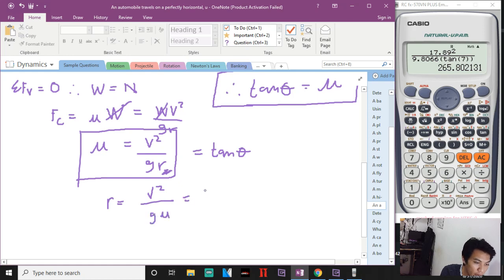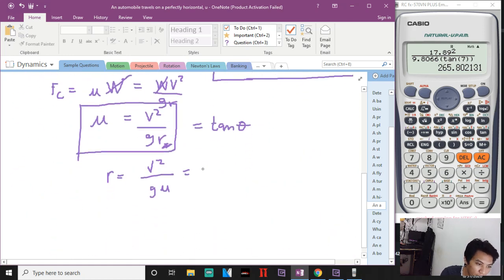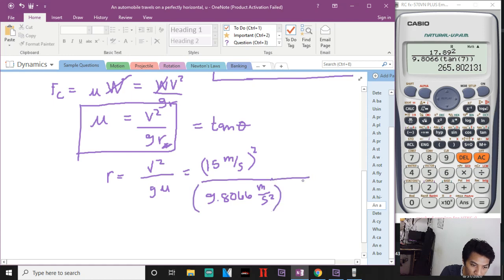Okay. Yung v squared mo is, nakuha ba natin? Given ba yun? That is 15 meter per second. 15 meter per second. Square natin ito. And then, 9.8066 meter per second squared. Okay? Multiplied by 0.3. Therefore, yung R natin in meters.